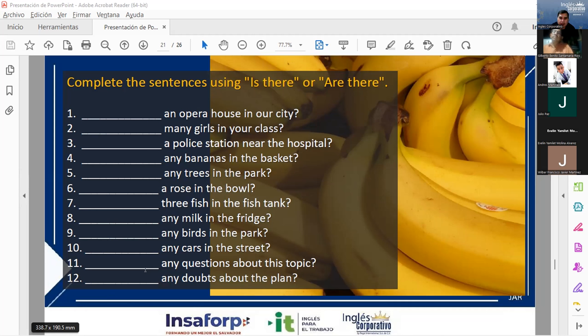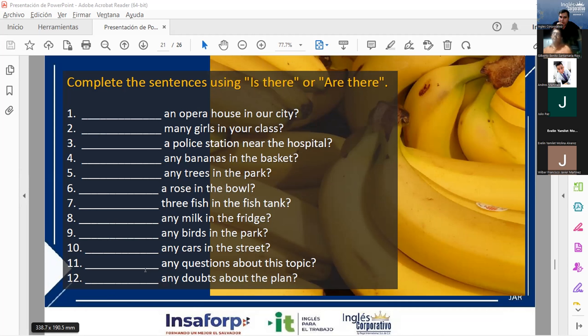Are there any birds? Are there any cars? Are there any questions? Are there any doubts? Plural. The key is the S, the final. Don't think about the three cats, the three legs in a cat. Only if it has S, it's plural. If it has A and no S, it's singular.